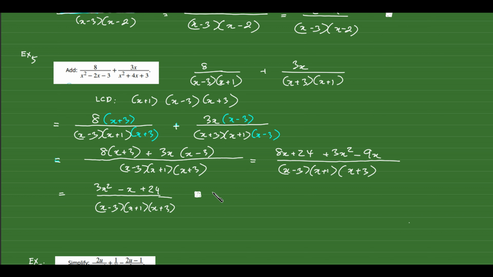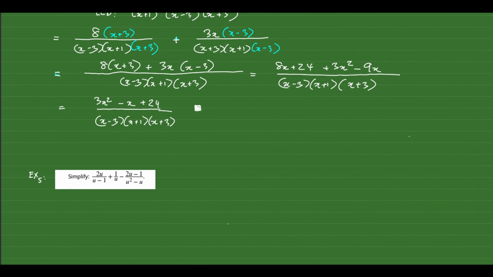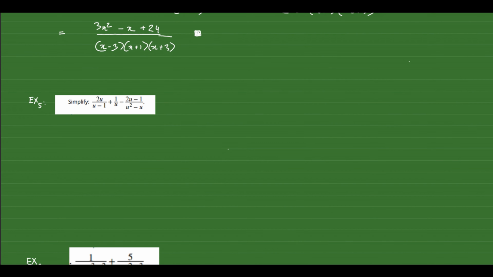Okay, now let's take a look at this one. In this one, you see that I have four rational expressions, and we add them up together. Again, you're going to do the same thing: factor the bottom. This is u minus 1, and you cannot factor that. 1 over u, minus 2u minus 1 over... for this one you can factor because it's a u squared.